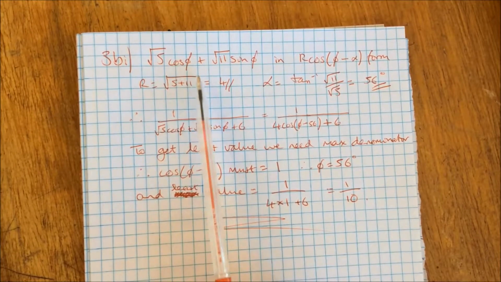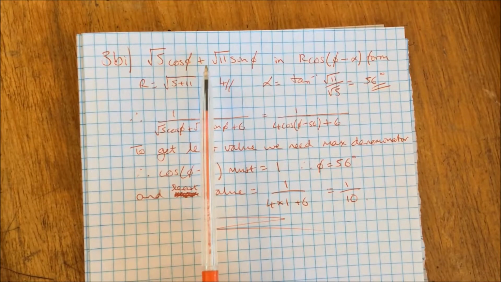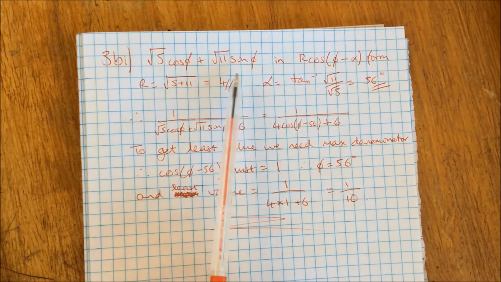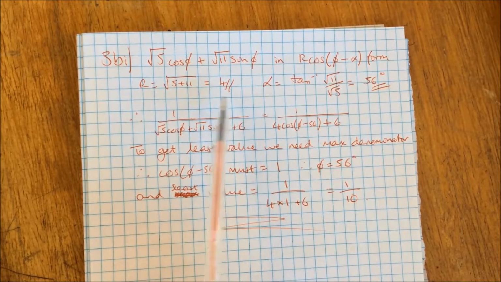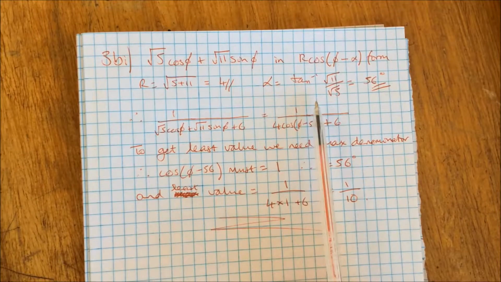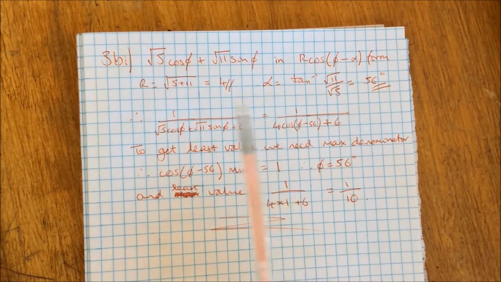We've got root 5 cos θ plus root 11 sin θ. Obviously square, add, root the coefficients to get R. That's a nice and easy one. Root 5 squared plus root 11 squared is 16. Square root of that is 4. Because it's the cos one, alpha is tan to the minus 1 of b over a. So tan to the minus 1 of root 11 over root 5 equals 56.